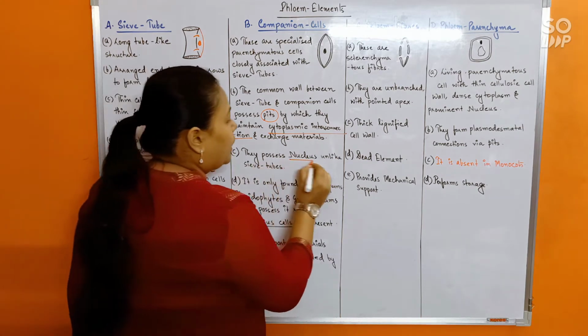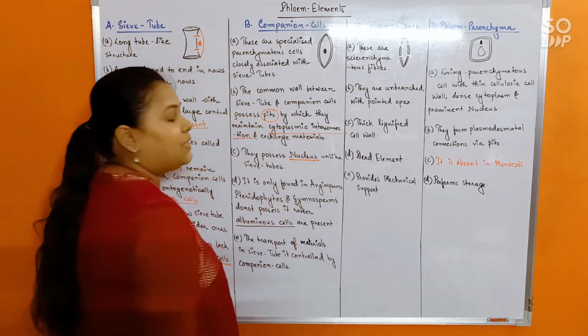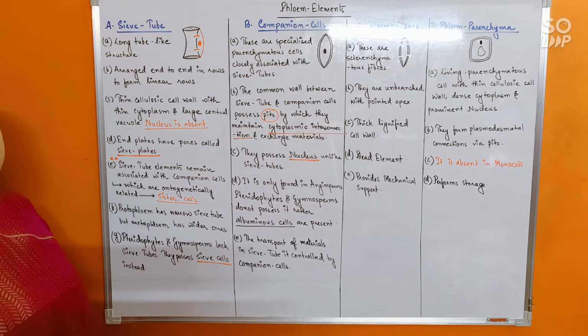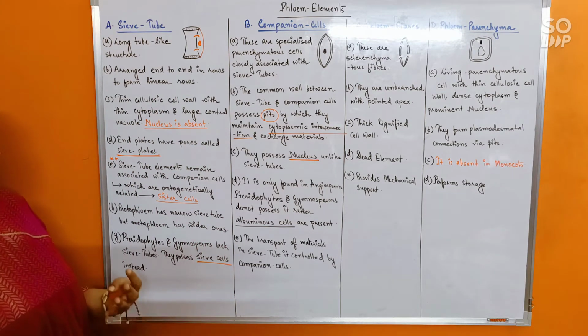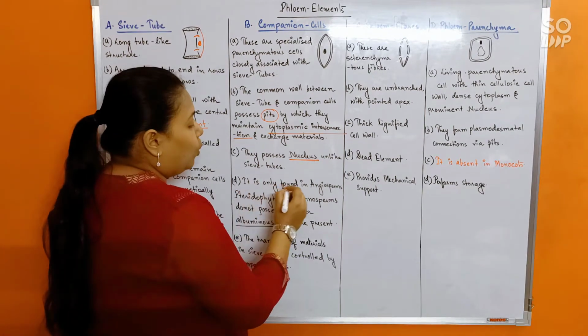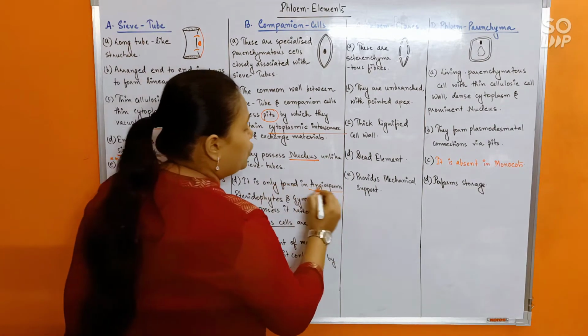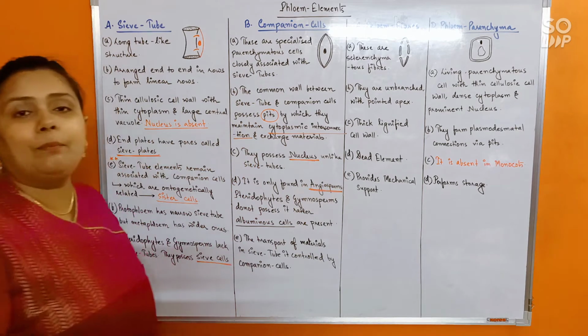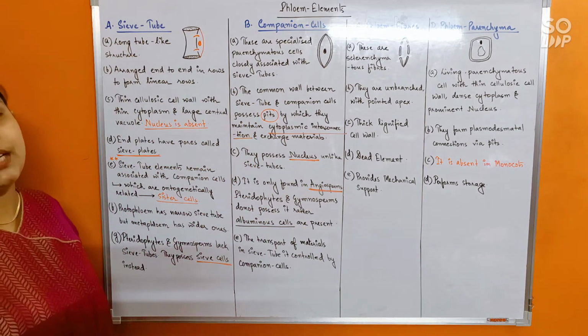They possess a nucleus. Now, because companion cells possess a nucleus, it is their nucleus that will control every kind of activity inside the sieve tube. It is only found in angiosperms. So just like sieve tubes, even companion cells are only found in angiosperms.